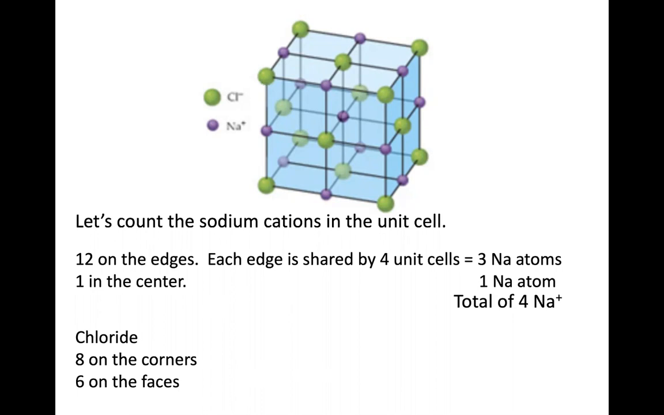What would be the contribution? If something is on the corner, how do we do the math? If something's on the face, how do we do the math? See if you can calculate how many chloride atoms you see after accounting for the fractional contributions in this unit cell.